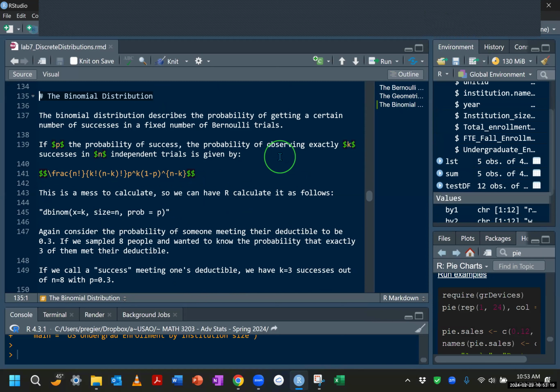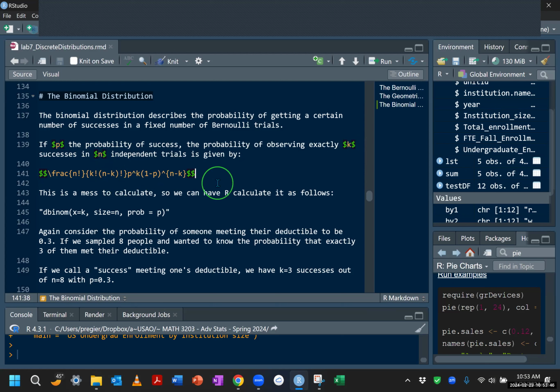Binomial describes the probability of getting a certain number of successes out of a fixed number of repeated Bernoulli trials. So we've got a fixed number of trials. And here we have a formula for this probability. If P is the probability of success for a Bernoulli trial, we're going to observe exactly K successes in N trials. What's that probability? Here it's this formula.